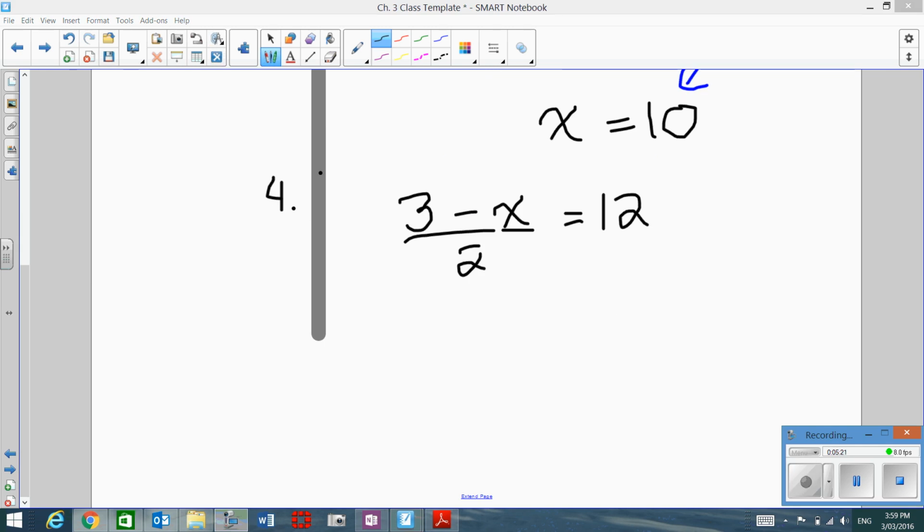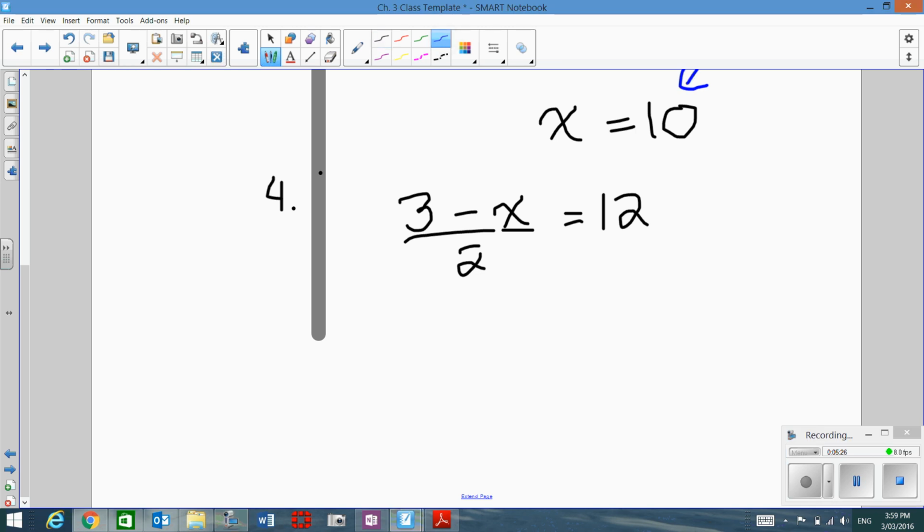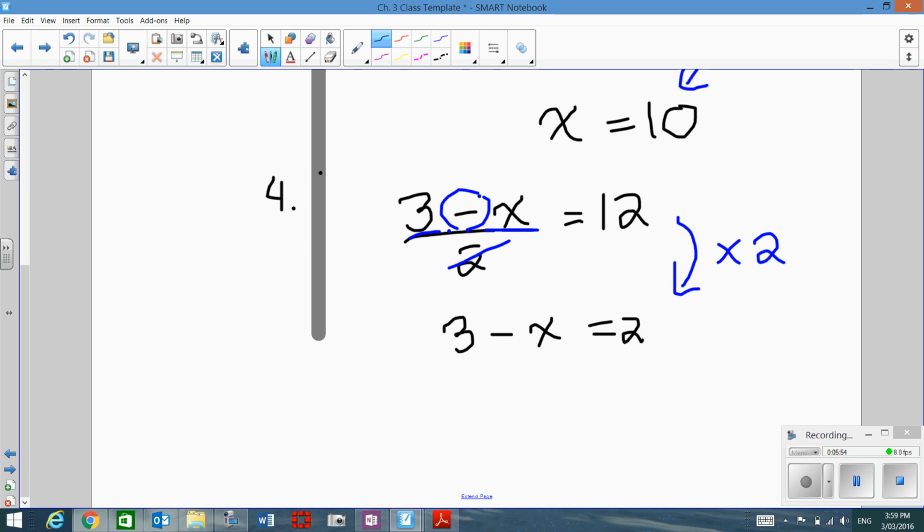So we'll do one last example. Notice that in this last example, 3 minus x is together in the numerator. So the 3 would subtract the x first, and then we would divide by 2. So this happened first, this happened second. If I reverse my order, I'm going to attack the division first. So if I divide by 2 in the original problem, I'm going to times by 2 to cancel out that 2. So now I'm going to have 3 minus x is equal to 24.